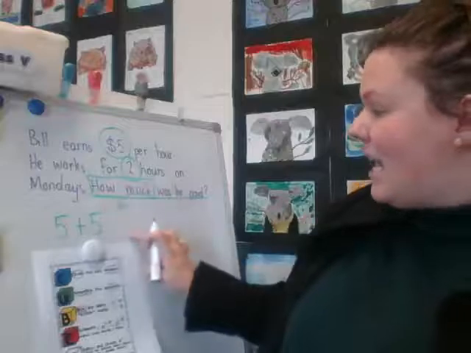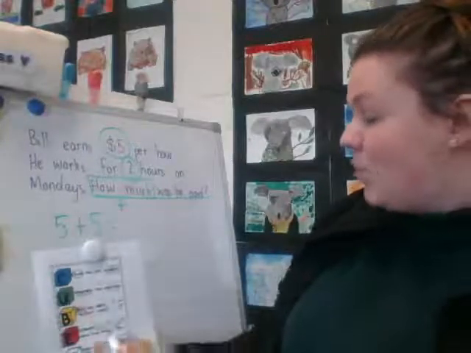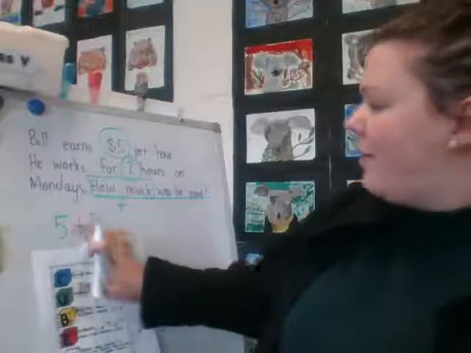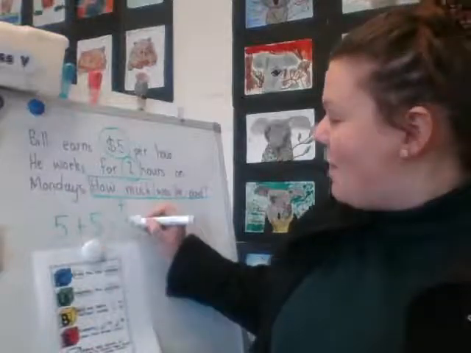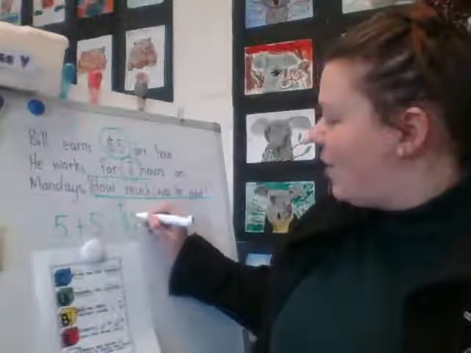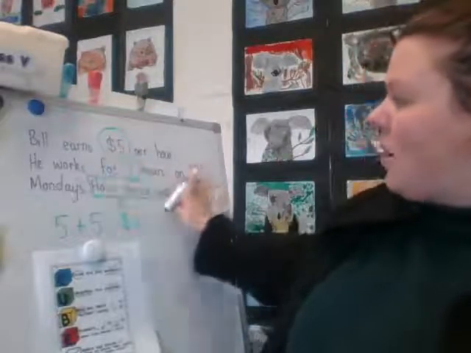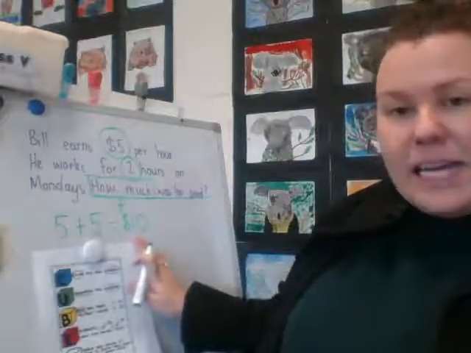And then I need to go down to my S section in my CUBES acronym, which means I solve and check that I've got the correct answer. So 5 plus 5, this is my double or my partner to 10 strategy, and I know that is 10, and we're working with dollars, so I'm going to write it here. So Bill earns $5 per hour. He works for 2 hours on Mondays. How much was he paid? He was paid $10.